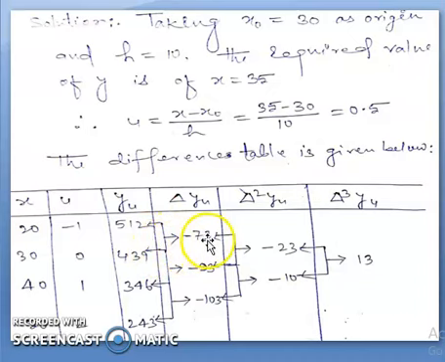This is minus 73, this is minus 93, this is minus 103. Again, the difference between these is denoted by del square y of u. This is minus 23 and minus 10, and del cube of y of u is 13. So this is the process to find the difference table of the given data.